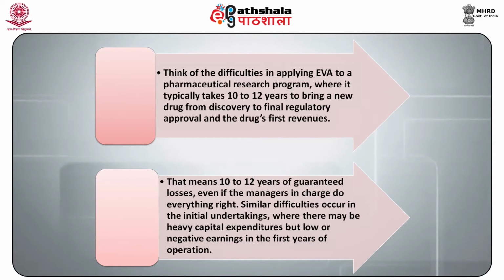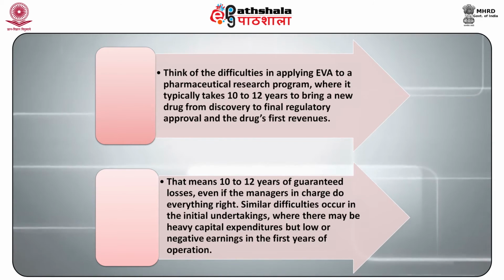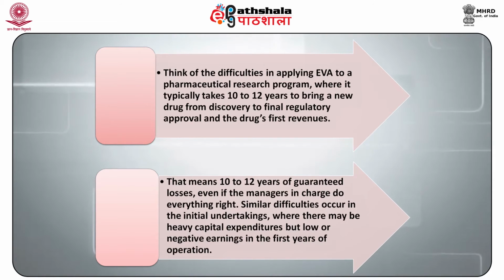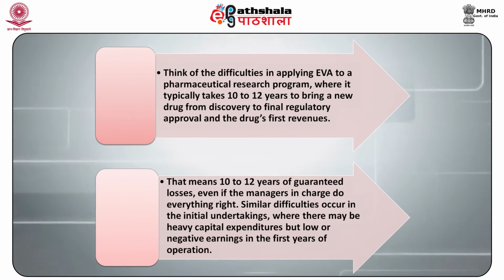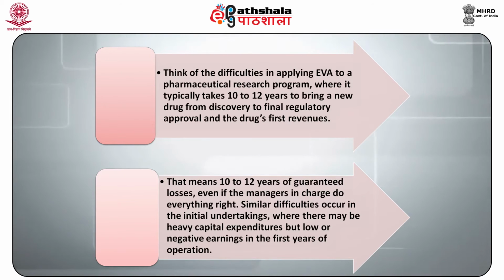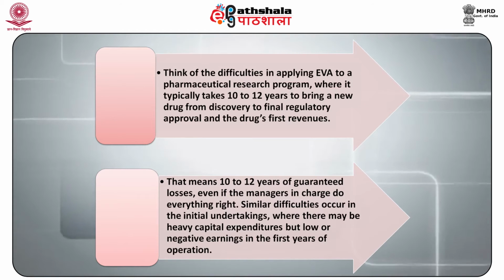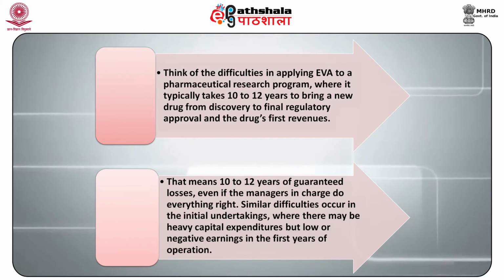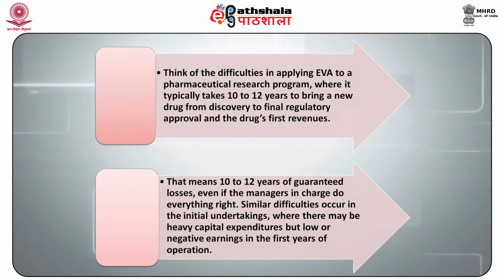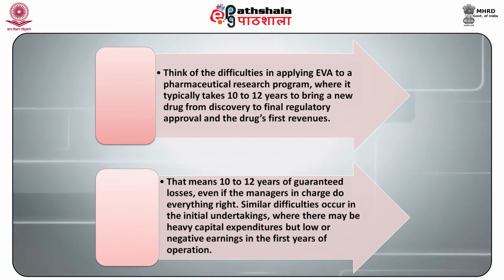Think of the difficulties in applying EVA to a pharmaceutical research program where it is typically 10 to 12 years to bring a new drug from discovery to final regulatory approval and the drug's first revenues. That means 10 to 12 years of guaranteed losses even if the managers in charge do everything right.